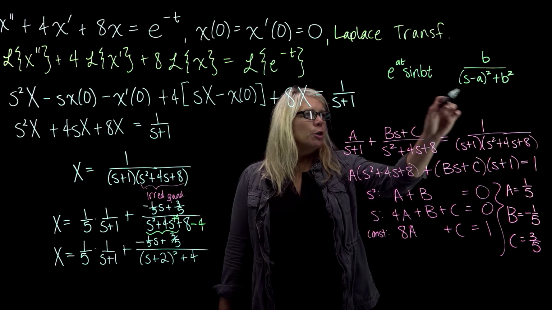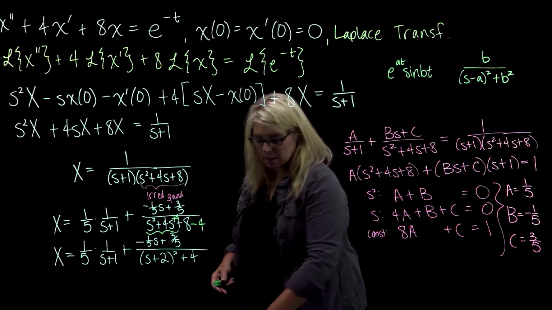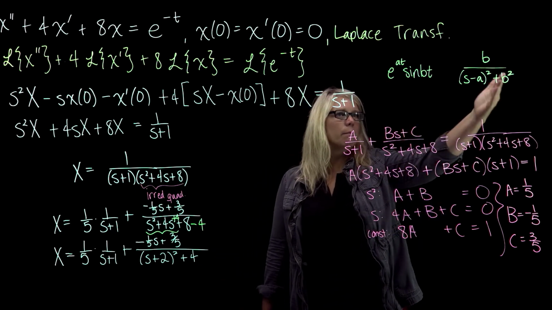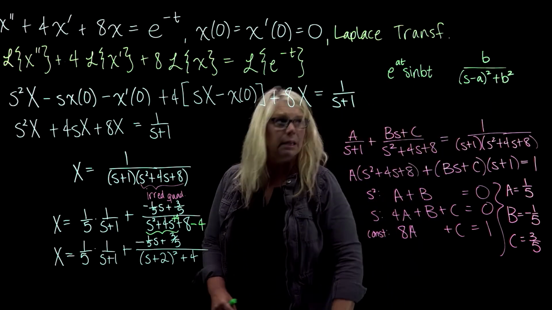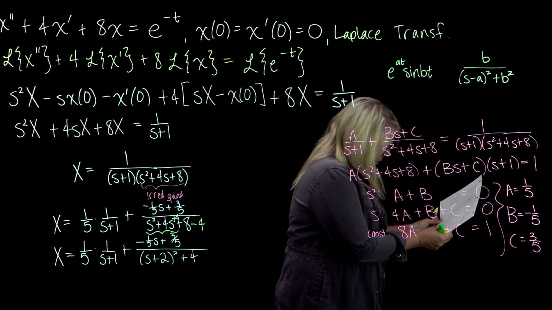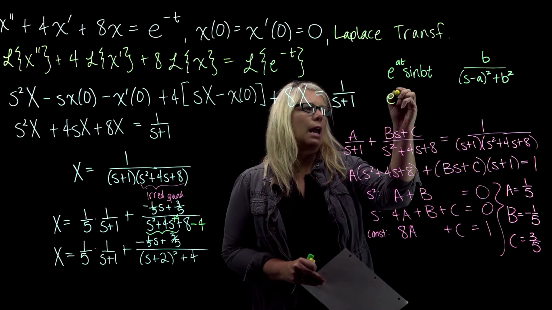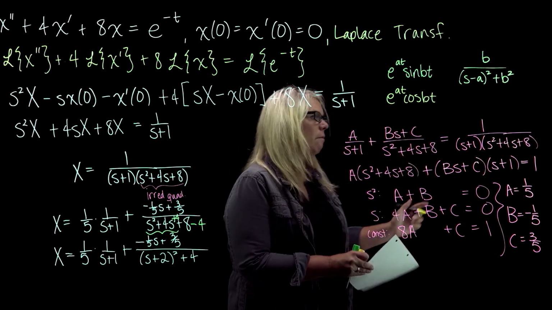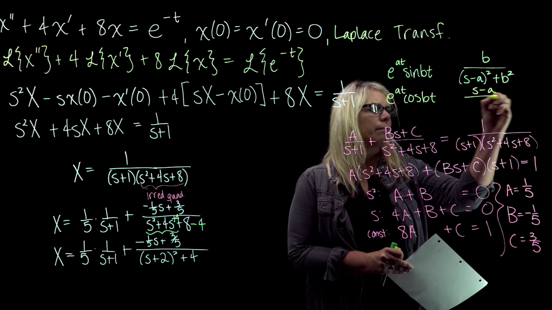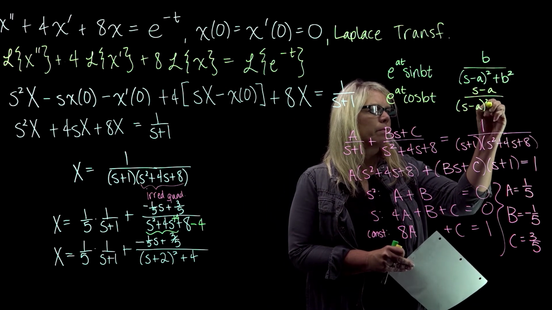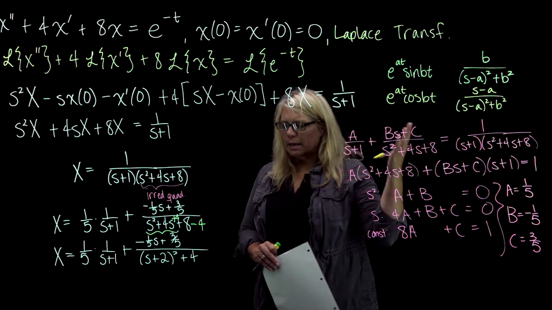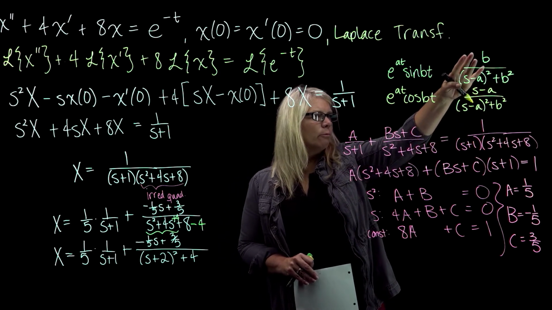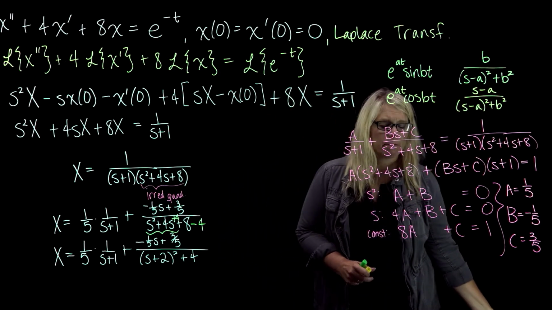All right, so there are two things in your chart that have a denominator like this, which is what we have here. One of them is this with e to the at sine bt, and then the other one is right below it, I believe, yep, e to the at cosine bt, and the numerator on that one is s minus a. Okay, so I need to force this to be in that form. One of these two forms, or some combination of both of those forms.